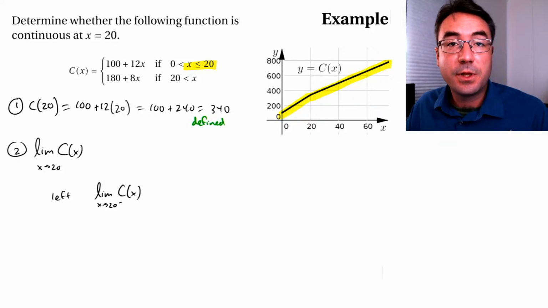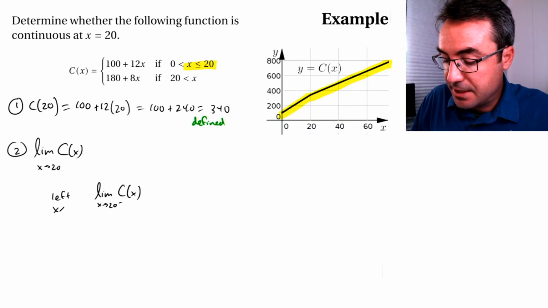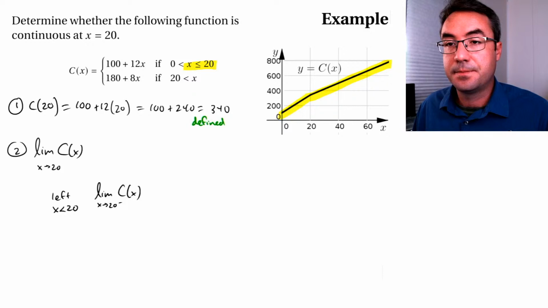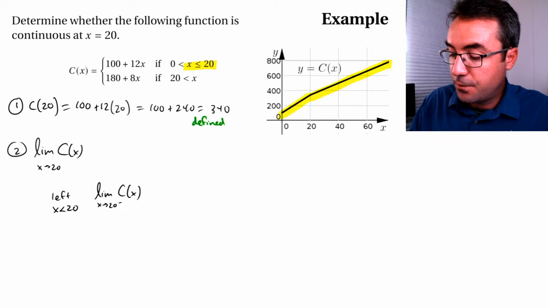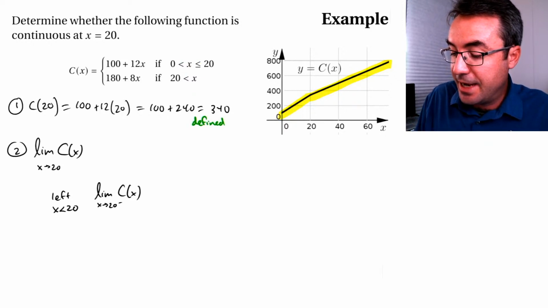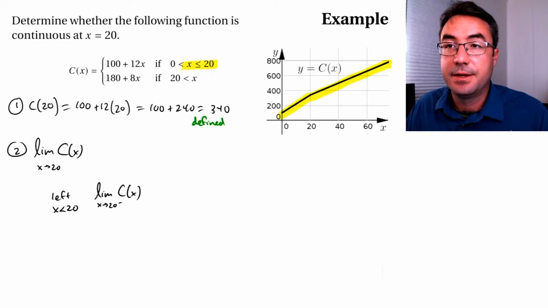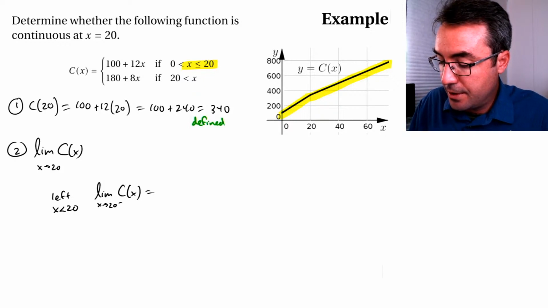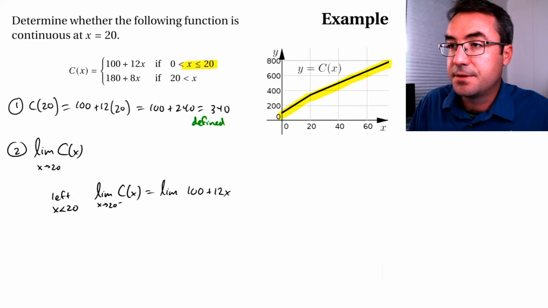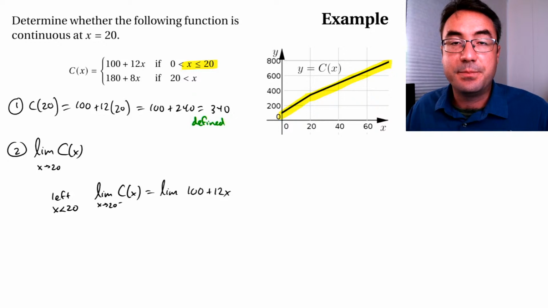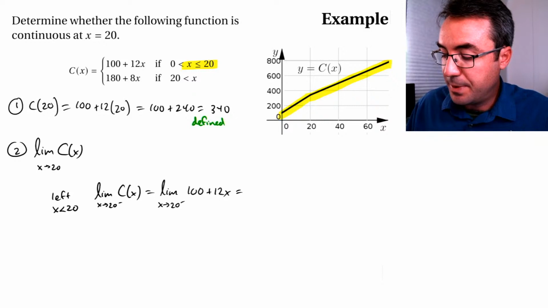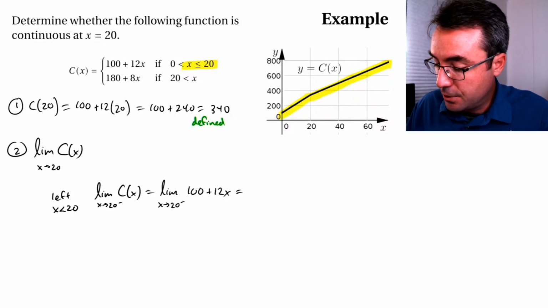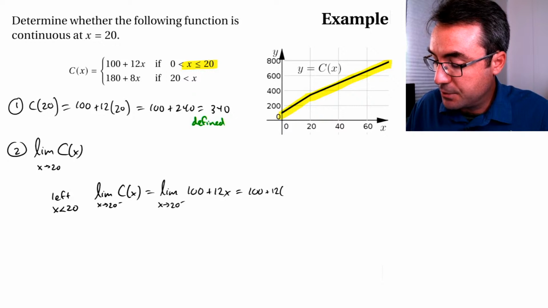When we approach from the left, that means x is less than 20. And so when we're deciding which piece of our function to use, we look for the x less than 20 piece, and there it is, x less than 20. So we're going to use the 100 plus 12x as the piece of our function. Now it's just a polynomial, so we can just plug in. So we get 100 plus 12 times 20.